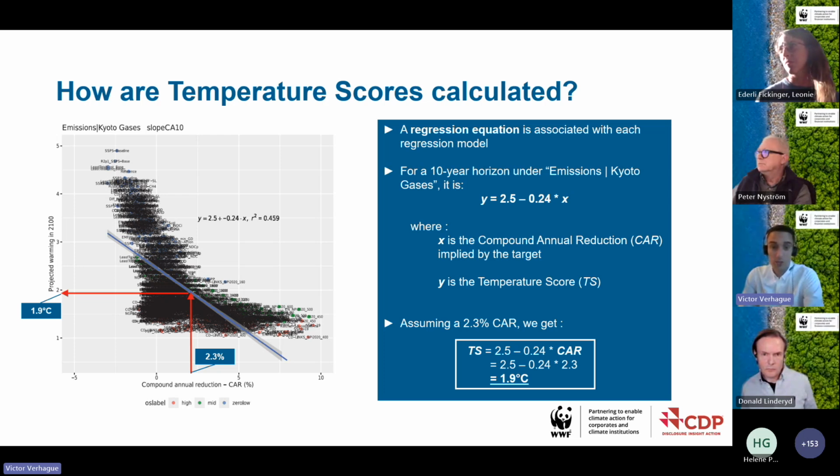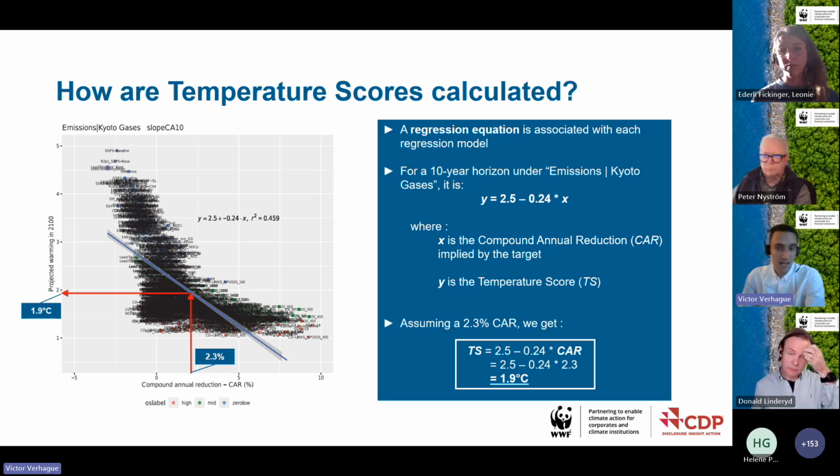We input the company's reduction rate as the x, which essentially amounts to checking for the corresponding value on the y-axis. So you use 2.3%, you go all the way to the line, and you look for the corresponding value on the y-axis, which gives you a temperature score of 1.9 degrees Celsius. And that's also what the equation would give you in that example.